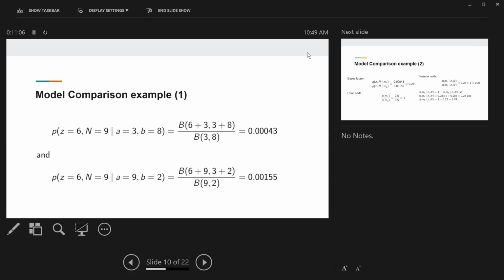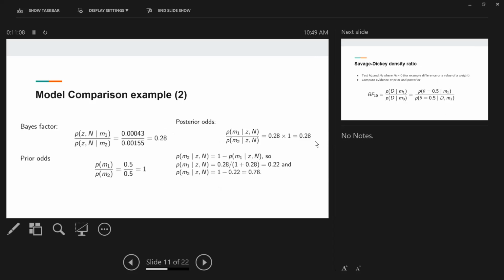And then we get these two outputs, and then we can divide them because we have this. So this is the Bayes factor. So we see model 2 is better than model 1. Prior odds are this. I already mentioned that.